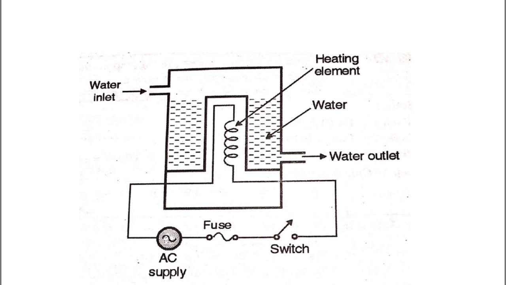As soon as the switch is turned on, current flows through the heating element and due to the current flow, the heating element gets heated up. This heat is transferred to the water surrounding the heating element, and at the water outlet we can get the hot water. The water inlet is used to pass the water inside and the water outlet is used to pass the water outside the tap, resulting in hot water.